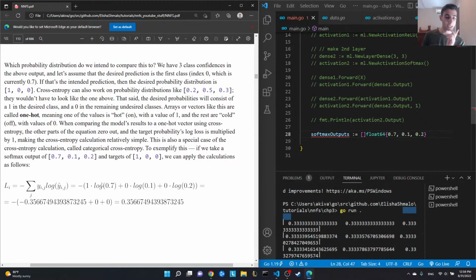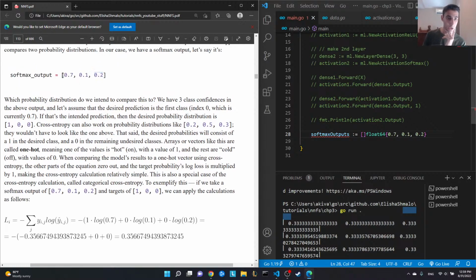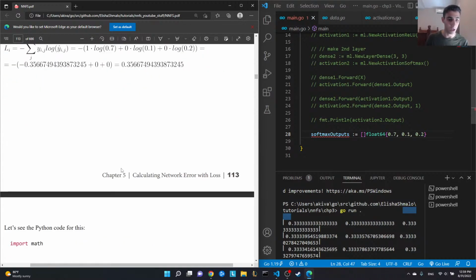Now notice, why is this going to be simplified a lot? Well, 0 times anything is just 0. 1 times anything is just that thing. So really, this whole thing simplifies to the negative of the log of the predicted percentage for the correct value. This is the correct value. The 0th index is the correct index. So we get the log of the correct index in terms of the predicted output, and then we make that negative, and that's our loss.